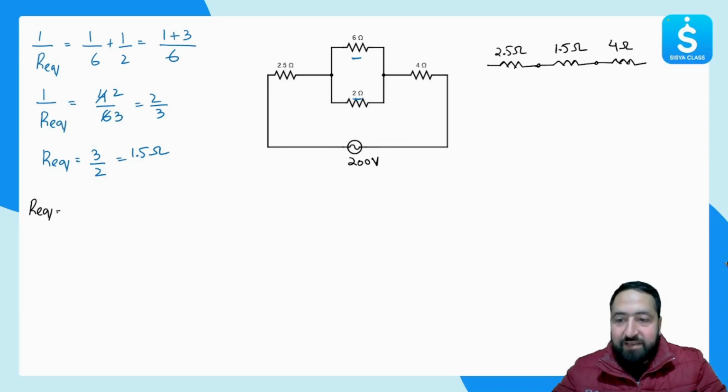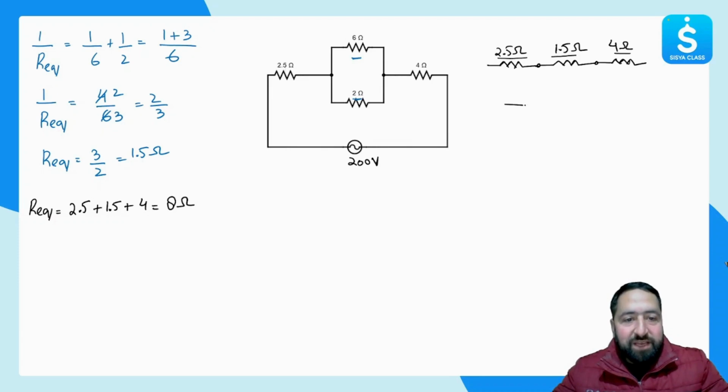It is very easy. When they are connected in series, their resistance is just the sum of these three. So R1 plus R2 plus R3. What is R1? It is 2.5. What is R2? It is 1.5. So 2 plus 1 is 3, and 0.5 and 0.5 is 1, so 4. 4 plus 4 is 8. So R equivalent is 2.5 plus 1.5 plus 4, which equals 8 ohms.